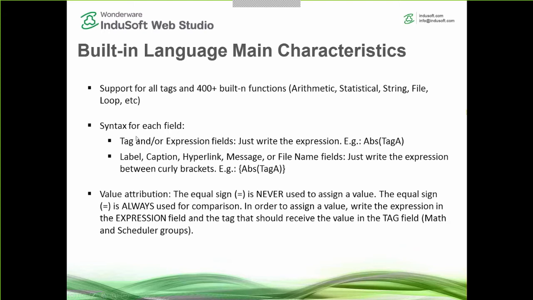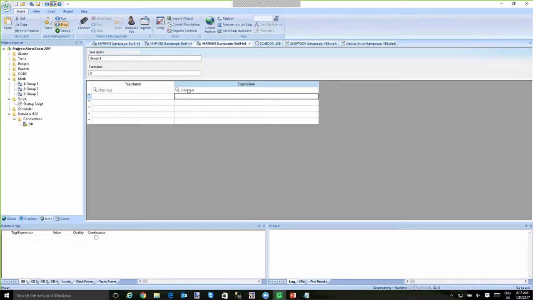So the syntax for any tag expression field is that if you have an expression field, you just write the tag name there. Let's say here tag A. And in the expression, you write the function or the complete expression whose value must be returned to the tag in the tag name column. Like for instance, 10 times the function Randomic.